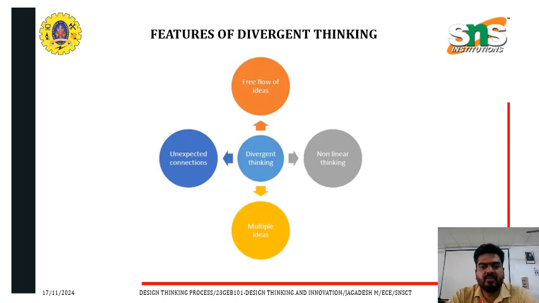Features of divergent thinking have already been discussed, but as we are discussing the design thinking process, we have to recall this. It is a free flow of ideas, non-linear thinking, multiple lines of ideas, then unexpected connections.